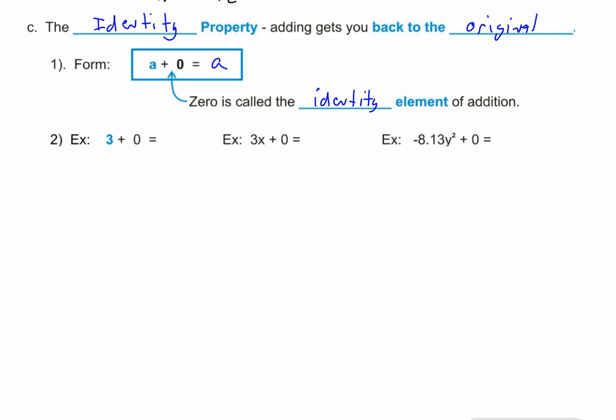So of course 3 plus 0 equals 3. So 3x plus 0 has got to equal 3x. And negative 8.13y squared plus 0 has got to equal negative 8.13y squared, right? Because 0 plus anything is back to the original. Piece of cake.